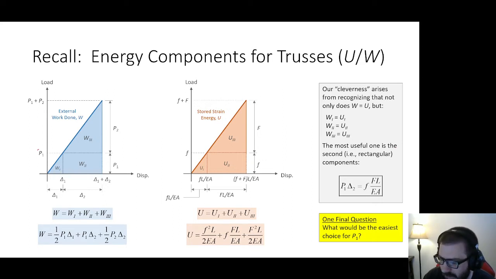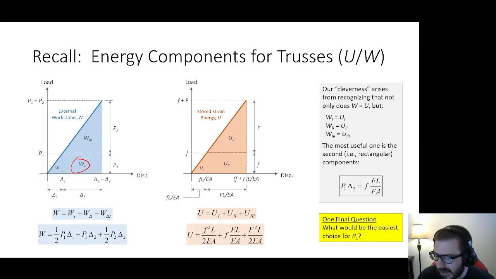So we start off with that fake load P1, and then we add our real loads to the structure, P2. And then we found, based on all the algebra, that it made sense if we just set P1 equal to 1. That's where that unit load comes from.